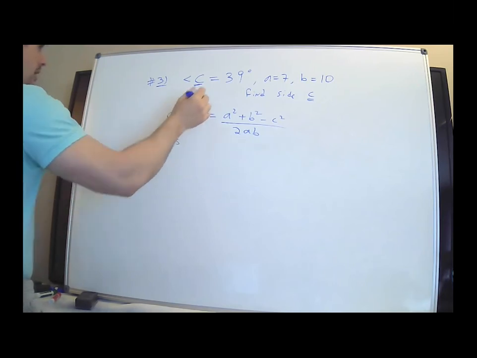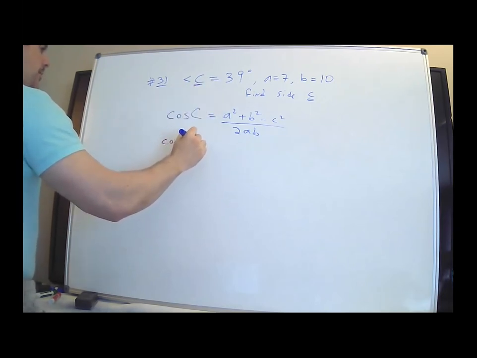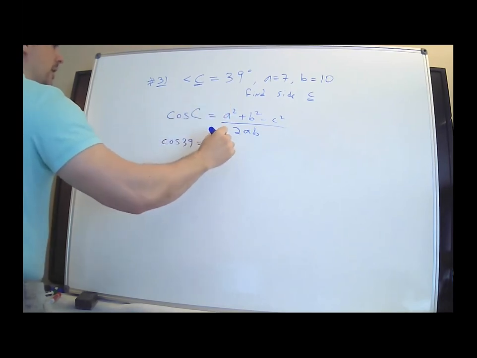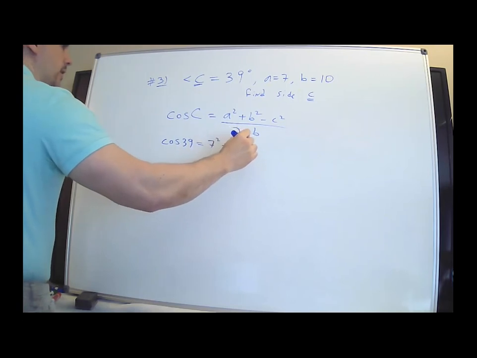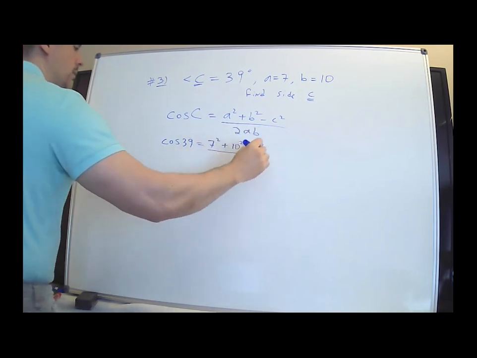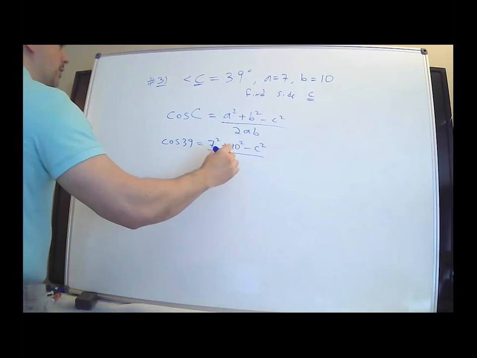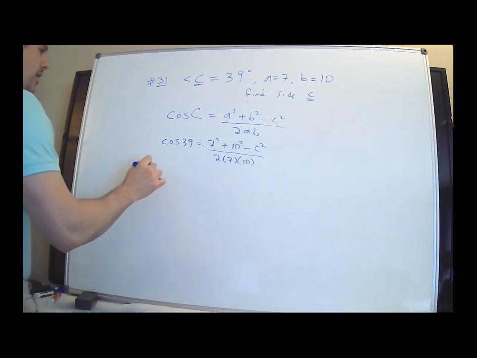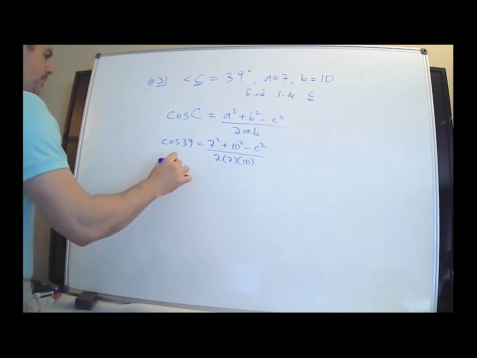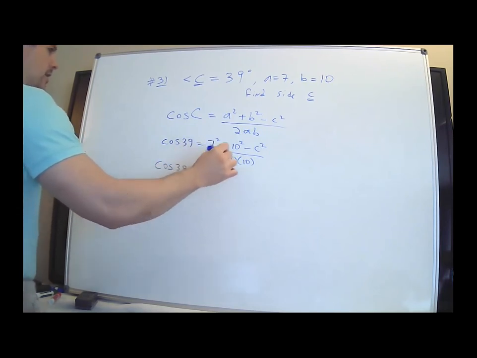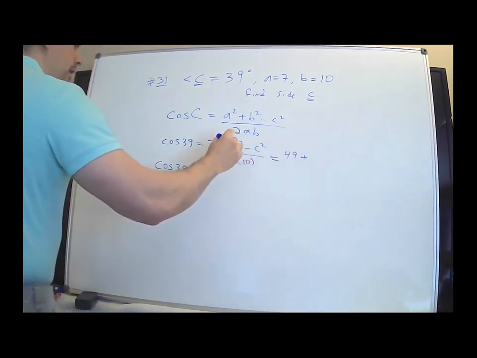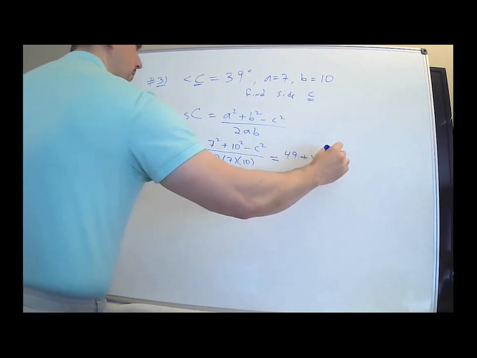This gets very nasty. So I'm going to put 39 here. A is 7. B is 10. So you get 10 squared. C squared, I don't know. Now I get 2 times A, which was 7, and then B, which was 10. So I have cos 39. Let's do it over here. 7 squared is 49. 10 squared is 100. Minus the C squared, right?